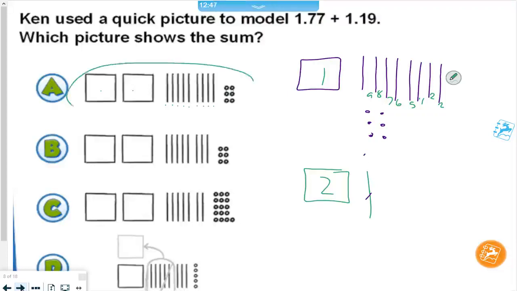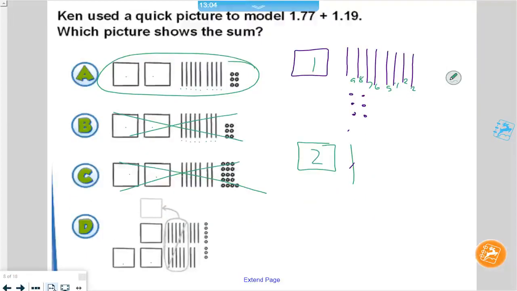Hey. Well, let's check the other ones. 1, 2. 1, 2, 3, 4, 5, 6, 7, 8. Nope. 1, 2. 1, 2, 3, 4, 5, 6, 7. And this one has 3. 1, 2, 3. Nope. So we know that our answer is A. Okay?